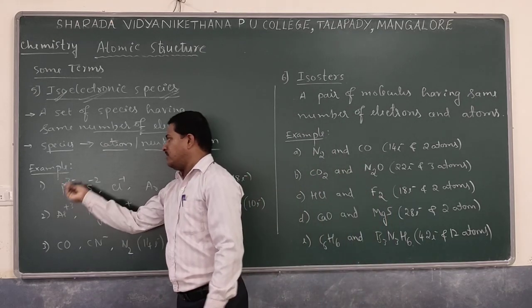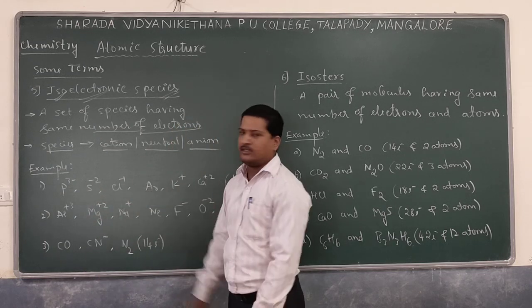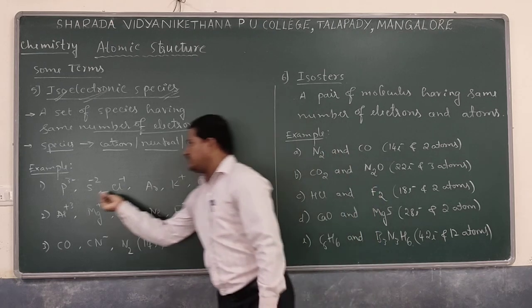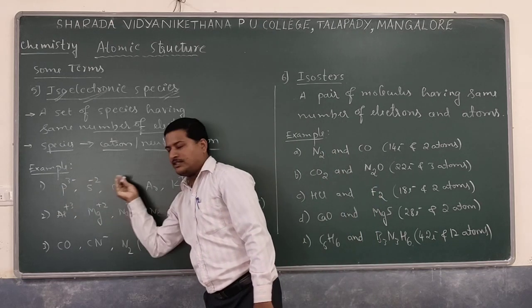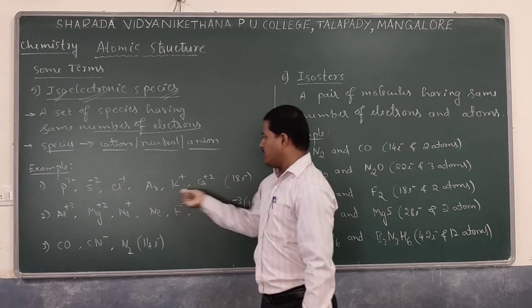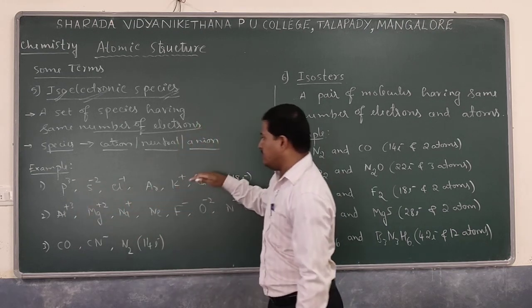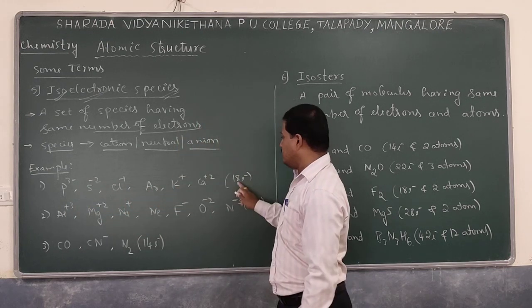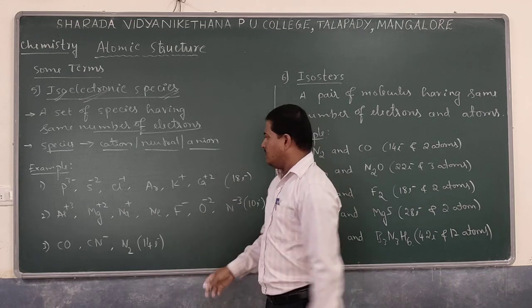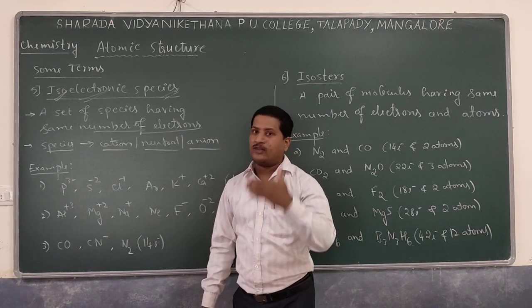Let us go with some examples. We have P minus 3 phosphide ion, S minus 2 sulfide ion, Cl minus 1 chloride ion, argon, potassium ion, calcium ion. Look at that. These three are anions with different oxidation states and also valency, and argon is a neutral species, while potassium and calcium are cationic species. If you find the number of electrons in these species, all of them have 18 electrons. As such, this set of species is called an isoelectronic pair.